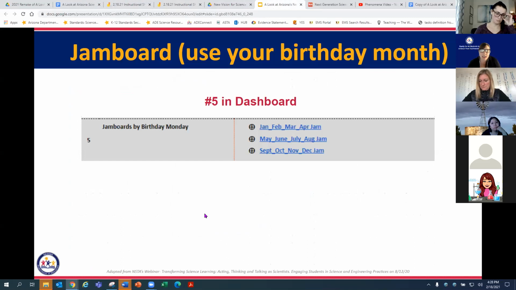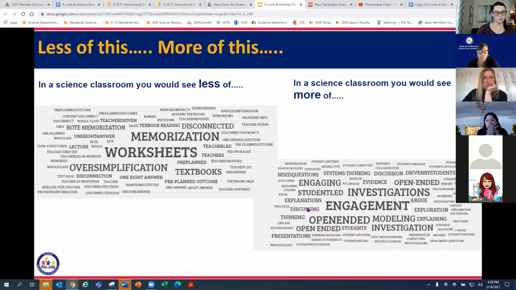All right, so thinking about those shifts, if you can come on back to your Zoom screen and reorient to the slide deck, that was a great first step into understanding the actual instructional shifts that come with these new standards. And so here's another visualization. We did a word cloud in one of these activities with teachers in Coolidge.